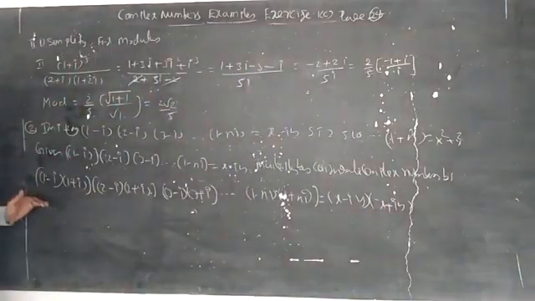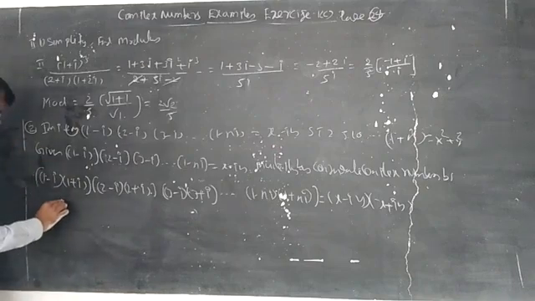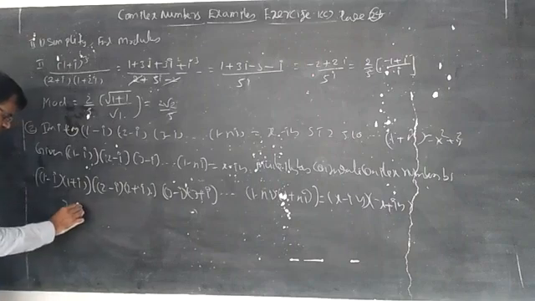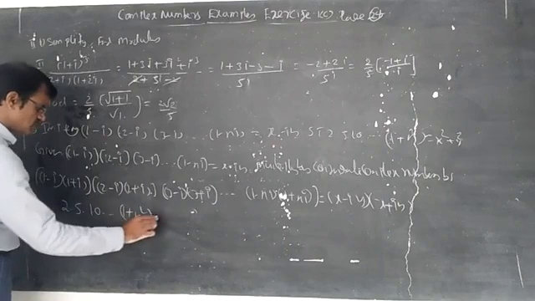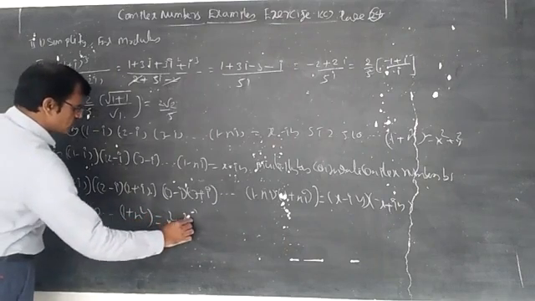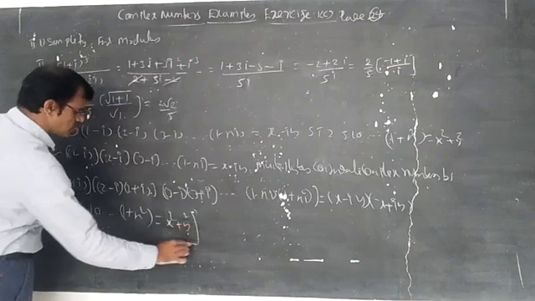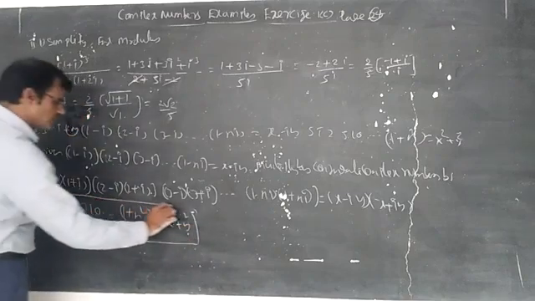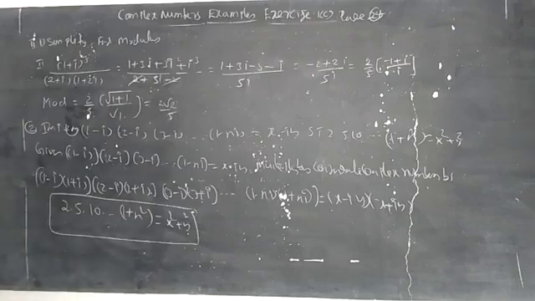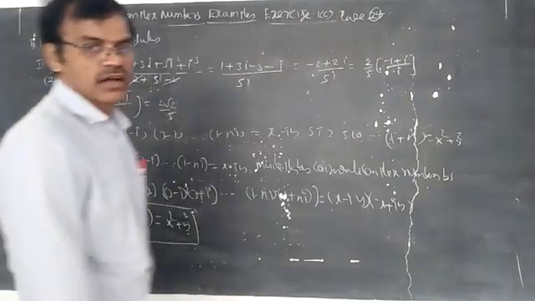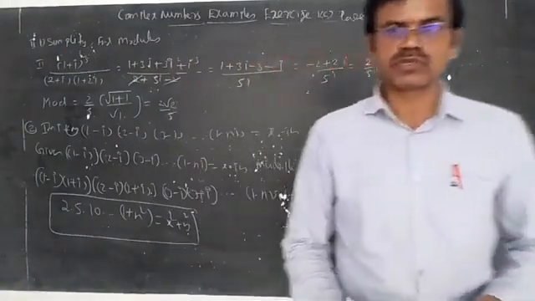Now, we know the formula a square plus b square. So it is 1 plus 1, it is 2. 4 plus 1, it is 5. 9 plus 1, it is 10. So at last, it is 2 dot 5 dot 10 is equal to (x plus iy) into (x minus iy), that is x square plus y square. This is the most IMP 2 marks question. The concept is multiplying the conjugate complex number on both sides.